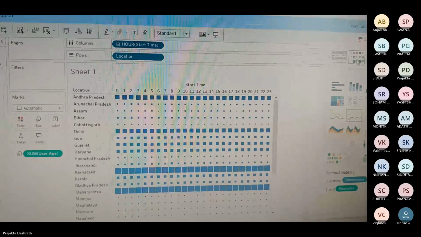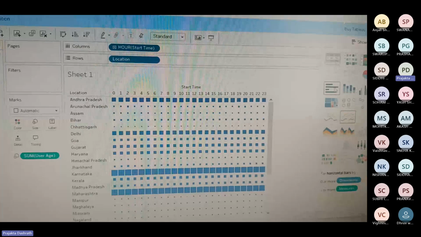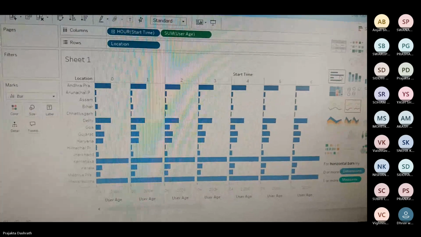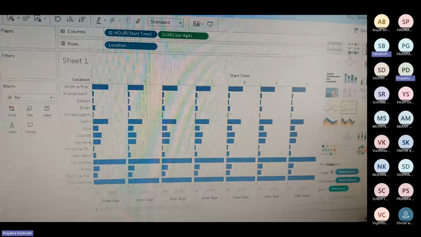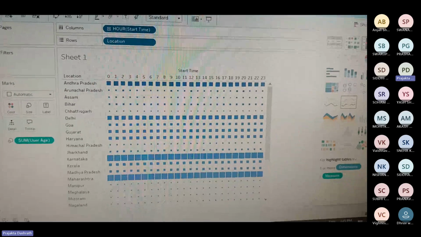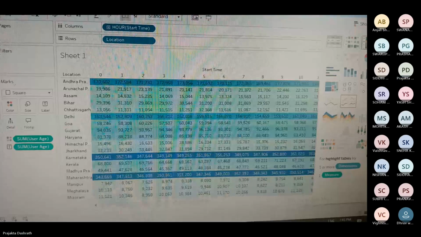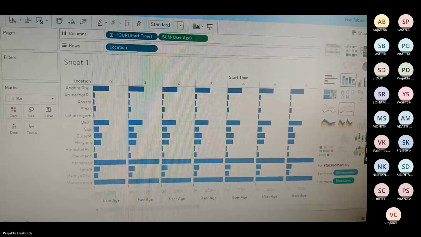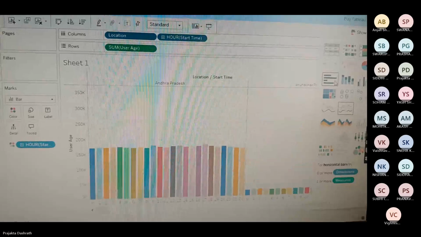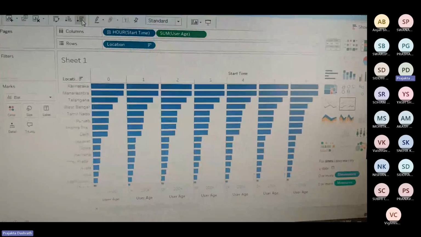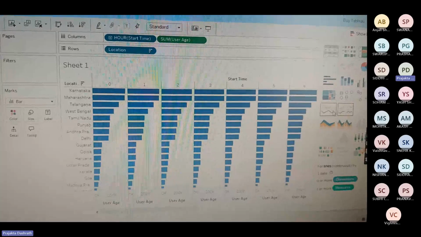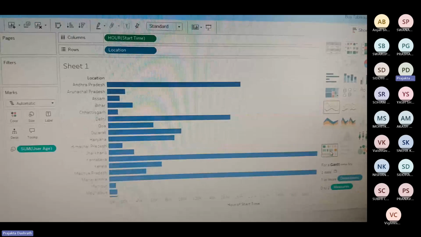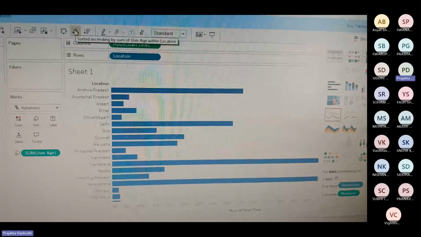First is heat maps. Second is highlighted tables. Third is horizontal bar. Very good. After that, fourth will be area chart. Fifth will be Gantt chart. Right?